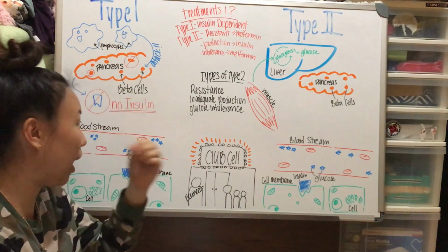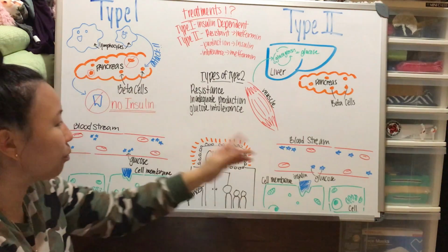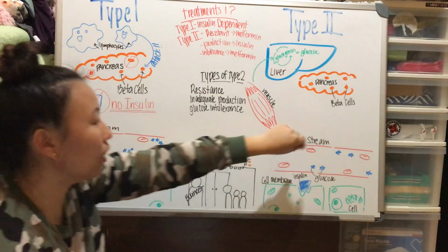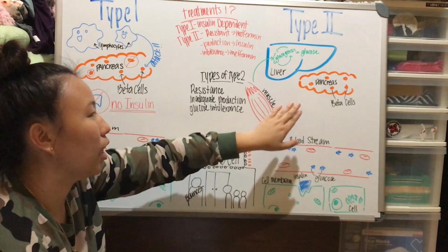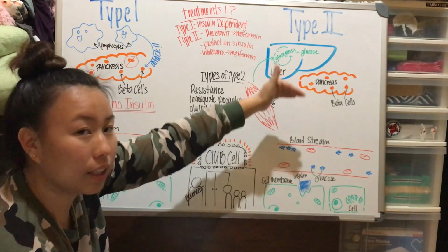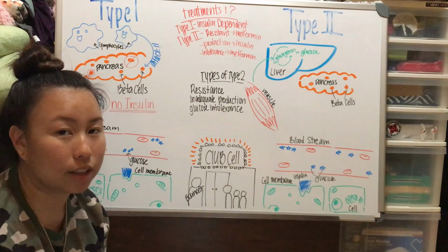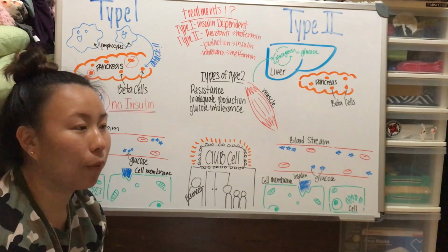So the different types: they have resistance, so insulin resistance, that's at the cellular level. Inadequate production, that's at the pancreas. And then glucose intolerance, and that has to do with hyperglycemia, and then the body continues to use gluconeogenesis to make more glucose. So I'll go into each one at a time.